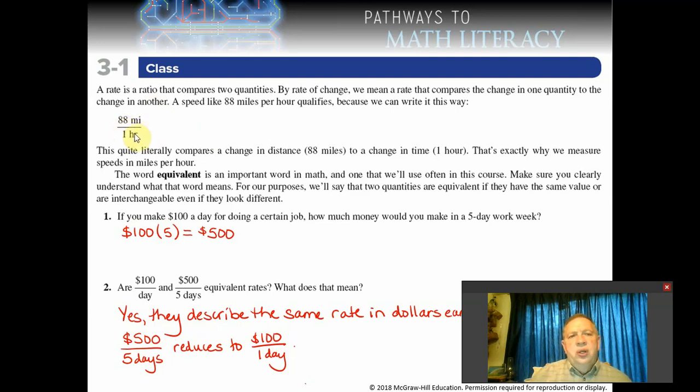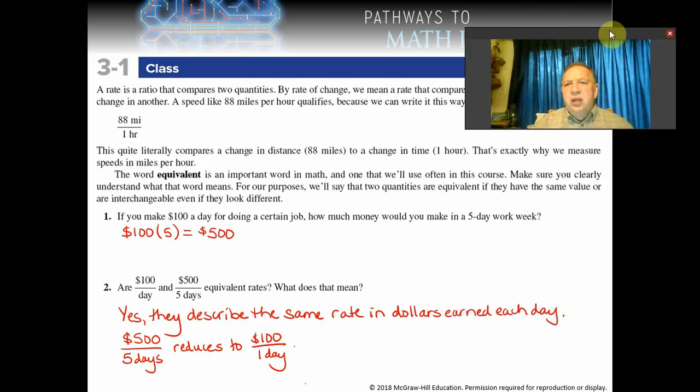Also wanted to think about this. If I'm going 88 miles in 1 hour, how far could I go in 2 hours? Well, if I multiply this times 2 hours, the hours are basically going to cancel out. So in terms of making money, look at question number 1. It says if you make $100 a day for doing a certain job, how much money would you make in a 5-day work week? Well, obviously we've got $100 a day times 5 days. As long as this is the same units as the unit measure here, it'll be just the $500. The 5 days will cancel out with the $100 per day.